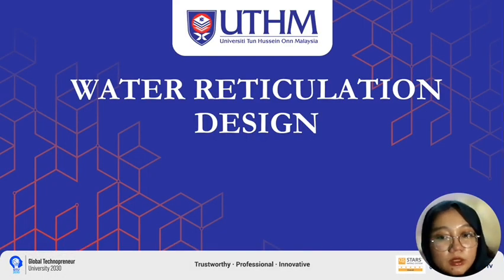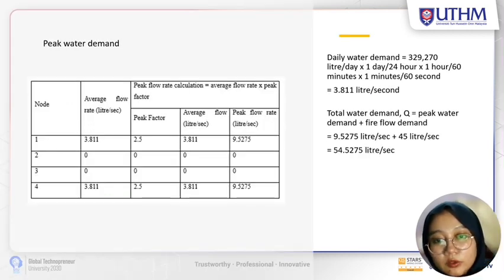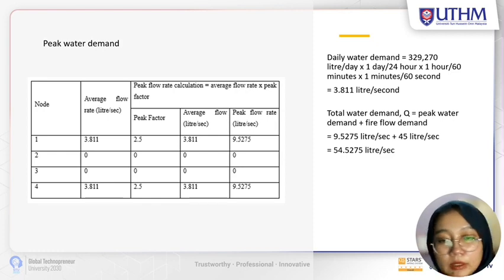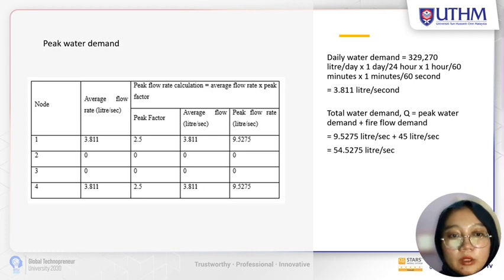The next part is water reticulation design. And this is our proposed water reticulation layout plan for our group project. For this showroom building, the daily water demand is 3.811 liter per second, and the total water demand is peak water demand plus fire flow demand, which is 54.5275 liter per second.